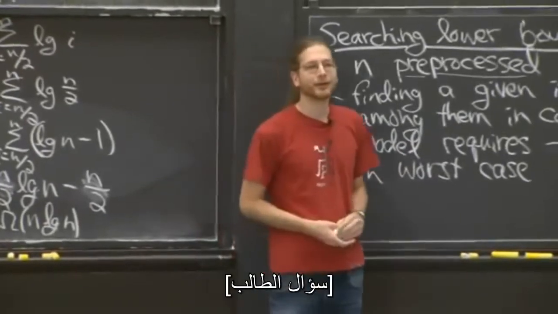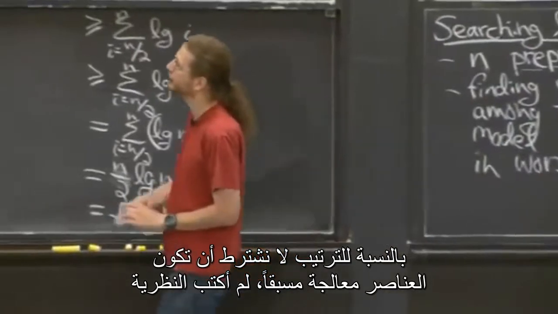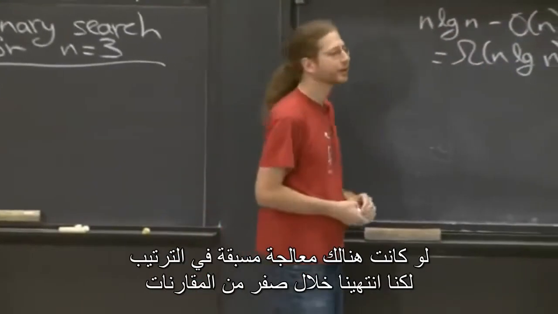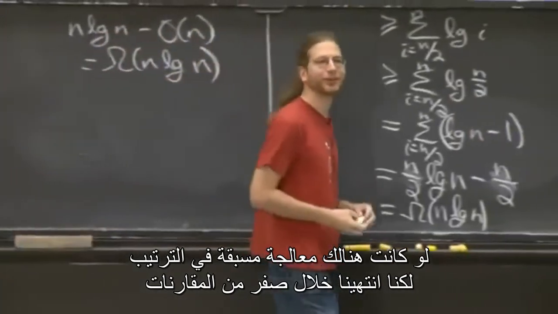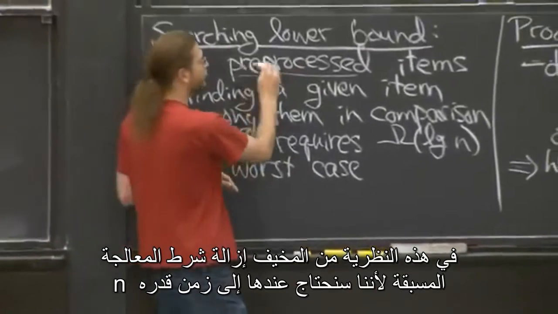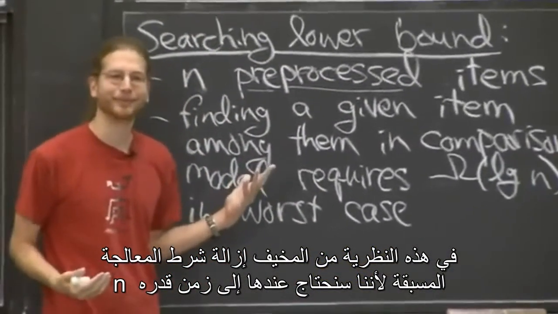That wasn't still the case when we were doing sorting, right? With sorting, they were not preprocessed. Yeah, I didn't write the theorem. It's just sorting n given items, no preprocessing. If they were preprocessed, you'd be done in 0 comparisons. Yeah, exactly. This theorem is also true if I remove preprocessed. But in fact, then you need n time.